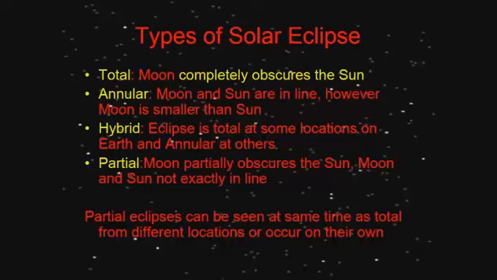You have what's called a hybrid, which isn't technically its own type because this can be broken down, but it's a total eclipse at some locations and annular at others. So people standing at different parts of the planet will see different eclipse effects. And then you have a partial. These are much more common than people think, and this is where the moon partially obscures the sun, but the moon and the sun are not exactly in line. So you end up with a bite taken out of the sun.